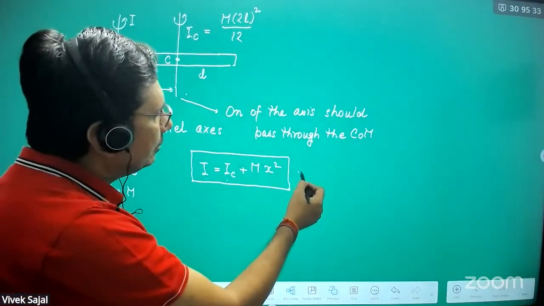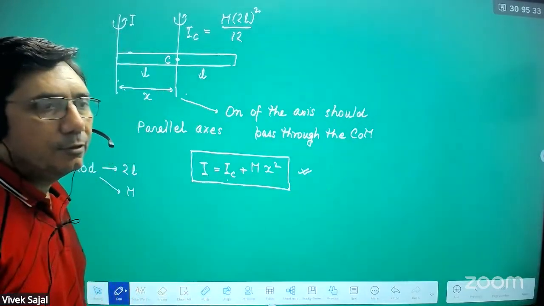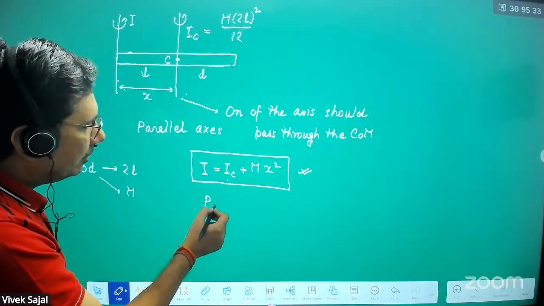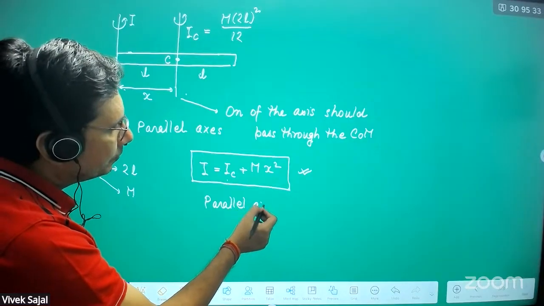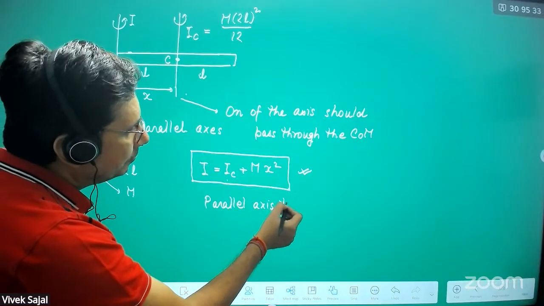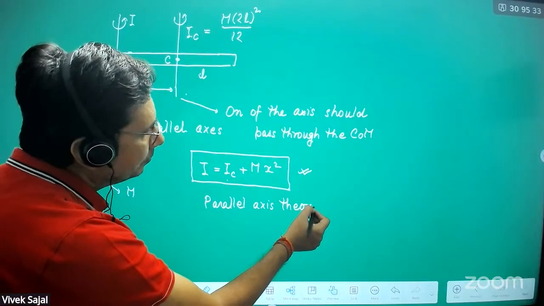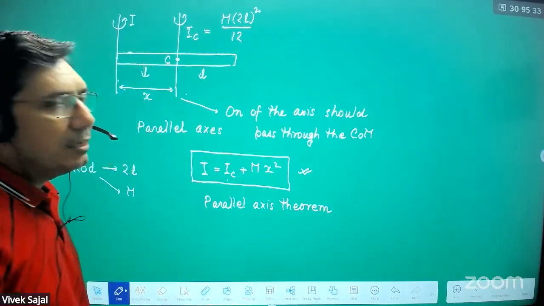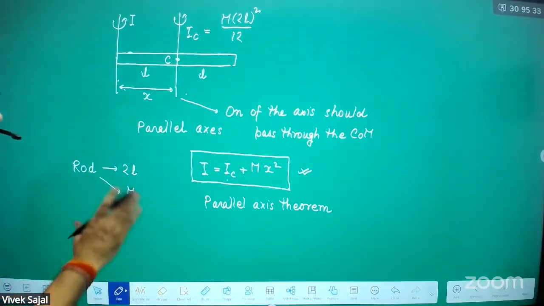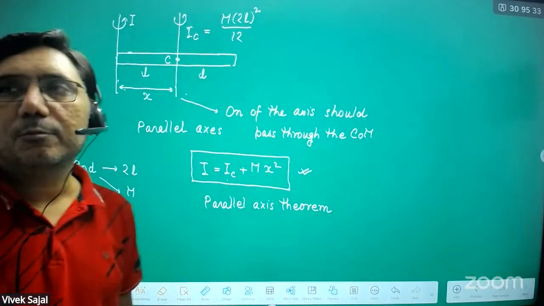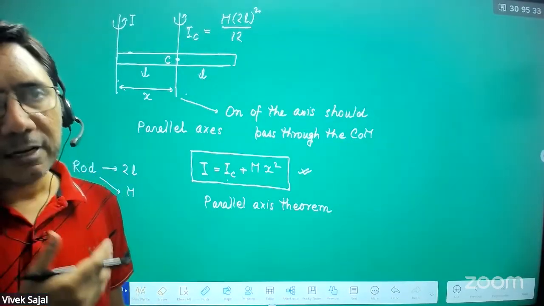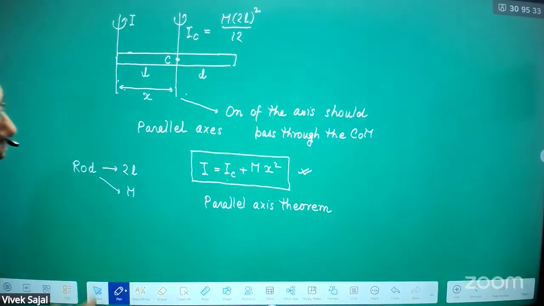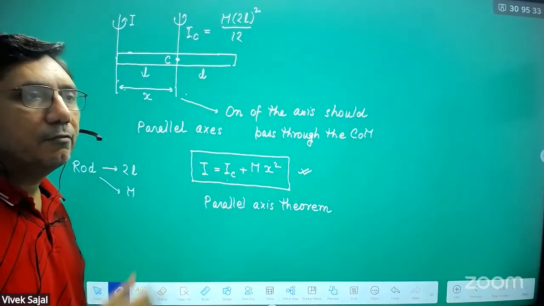So basically, this is called the parallel axis theorem. What do you call it? You call it the parallel axis theorem. And this theorem is applicable for all types of bodies. You can apply it for 1D bodies, 2D bodies, 3D bodies. You can apply it anywhere. So this is called the parallel axis theorem. This is the first theorem related to moment of inertia.